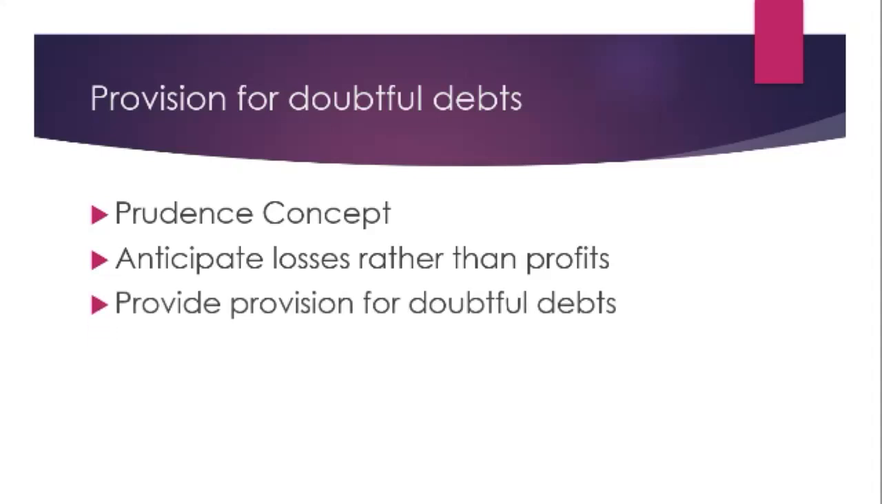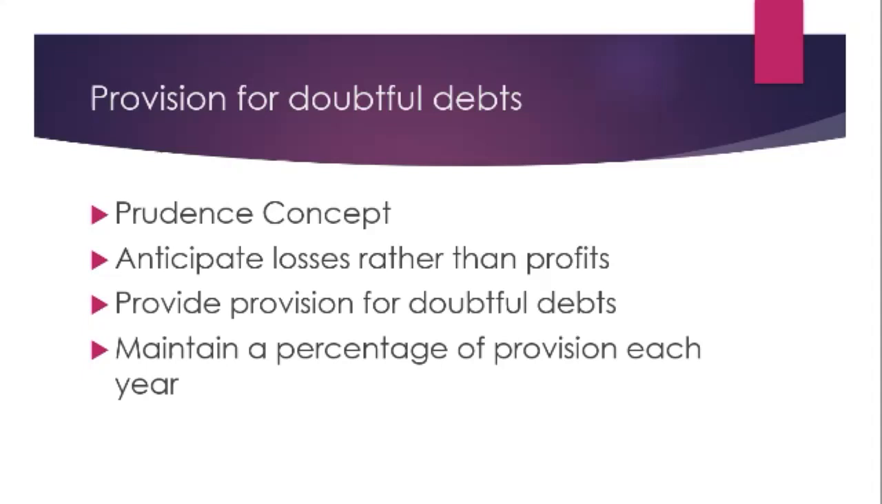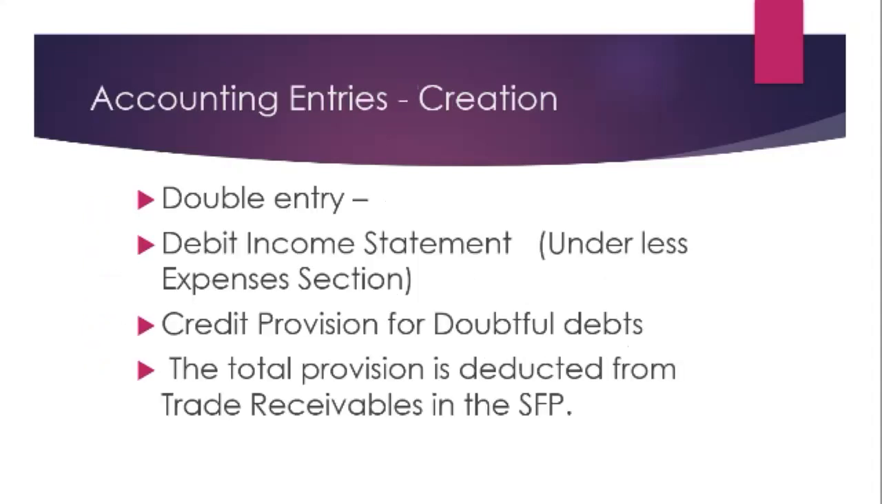So we have to provide a provision for doubtful debt, and it is usually maintained at a percentage each year. Now, what are the accounting entries? What are the double entries when we create a provision for doubtful debt? The provision should be in terms of money, in dollars or rupees.